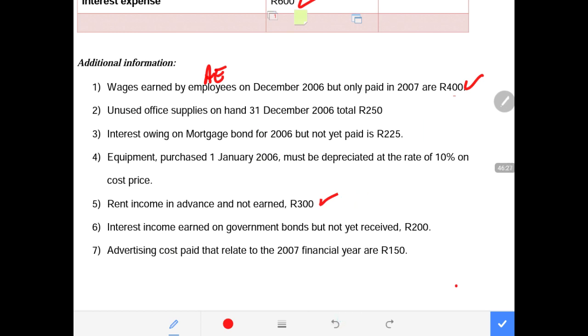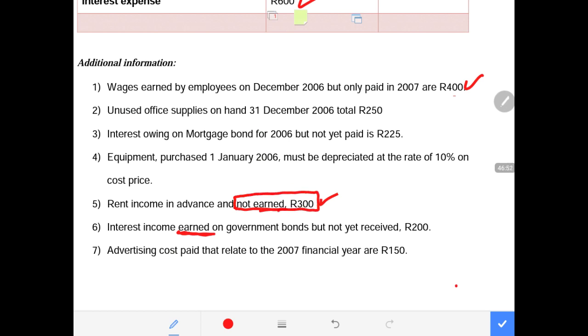Now let us look at the next adjustment. What does it have for us? Interest income earned on government bonds not yet received. Take note now, interest income earned. The previous one they said not earned. And I said here we were not supposed to receive it, but we have already received it.